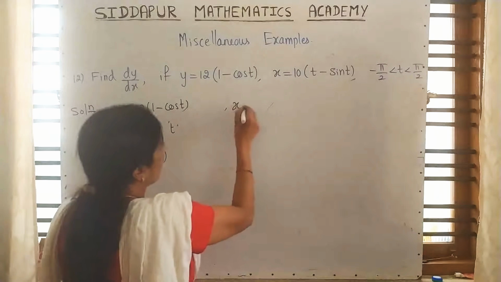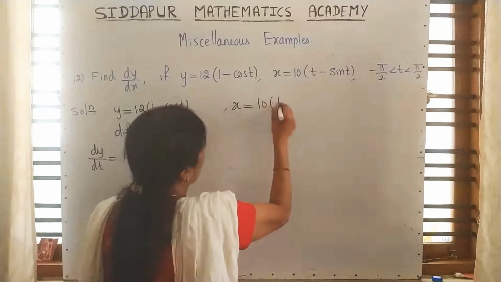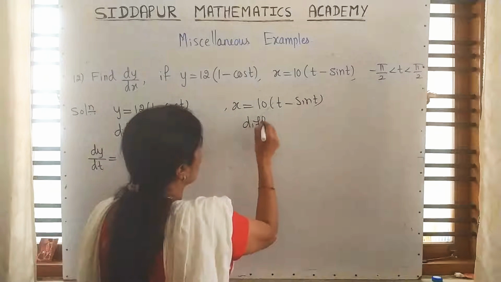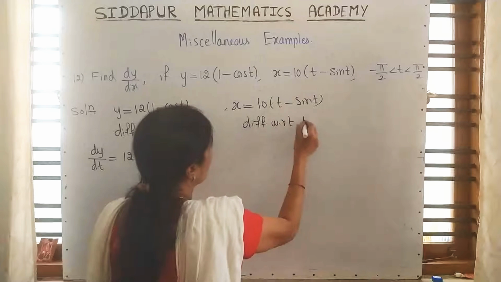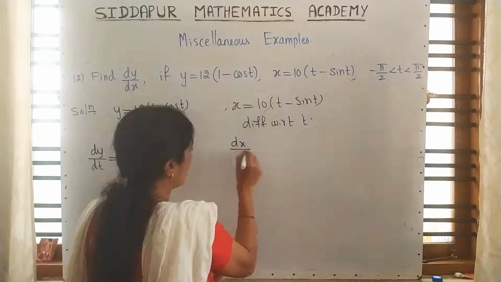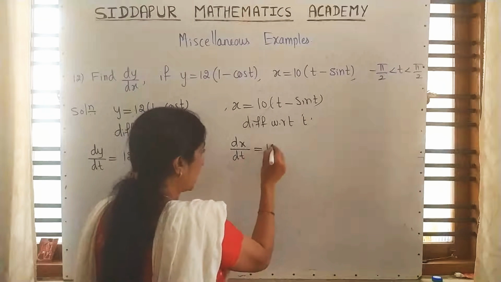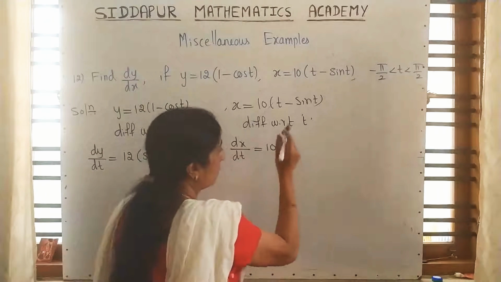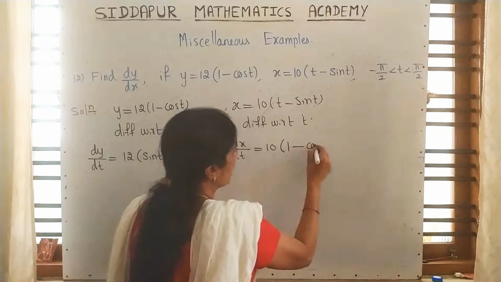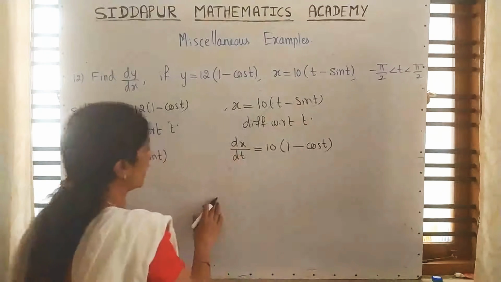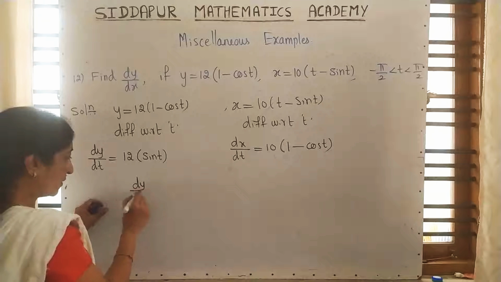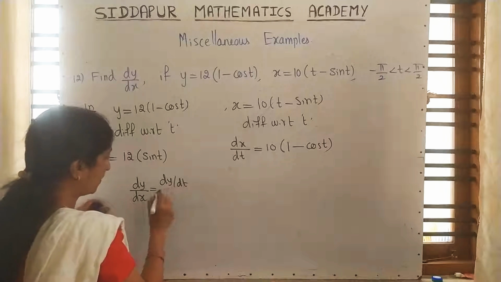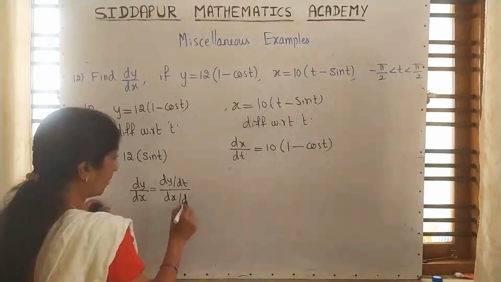And x is equal to 10(t minus sin t). Here also we are differentiating with respect to t. dx upon dt is equal to 10, as it is in the bracket. Differentiation of t with respect to t is 1. Differentiation of sin t is cos t. dy upon dx is equal to (dy upon dt) by (dx upon dt).